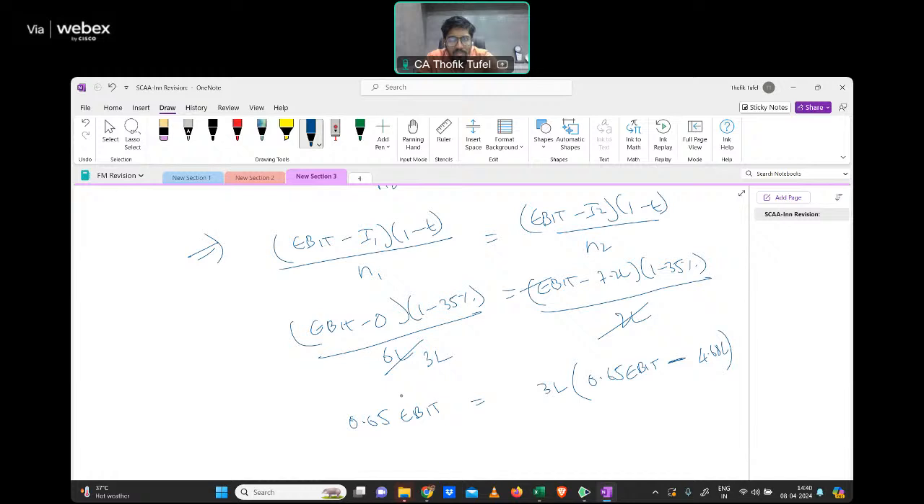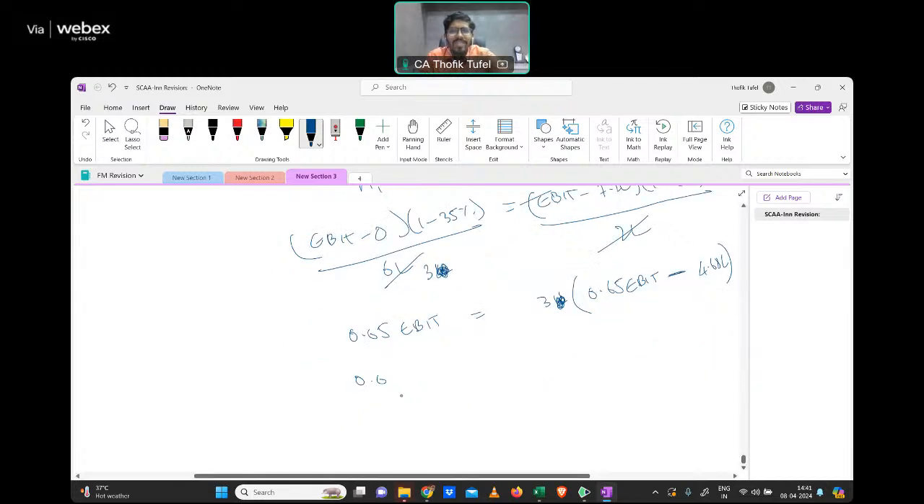Yes, this is correct. 65%. So 0.65 EBIT minus 4.6. So I'm cancelling this 2 lakh rupees here. Okay, sorry, this is not 3 lakh, this is 3. Because 2 lakh is cancelled by 6 lakh. Now this is becoming 3. Not 3 lakh rupees. That was a mistake. So this is 3.